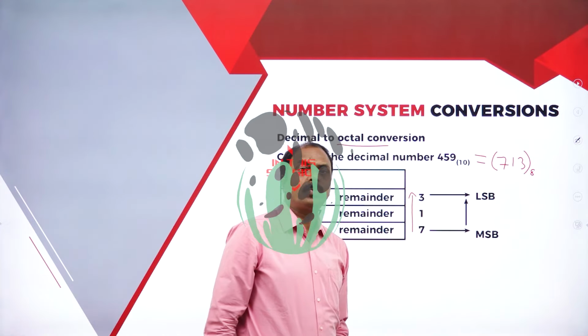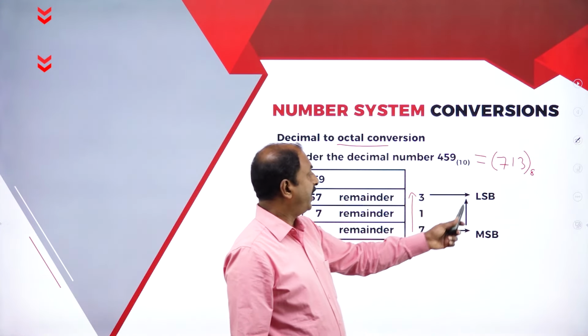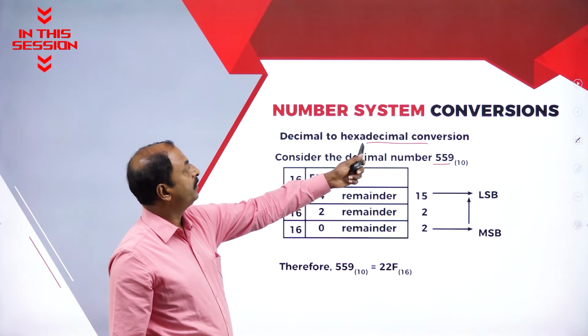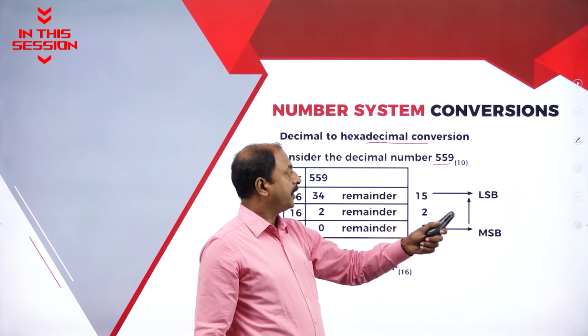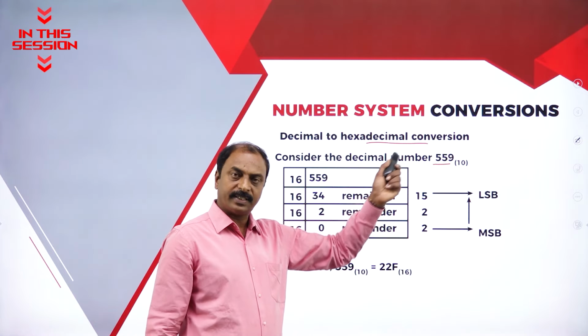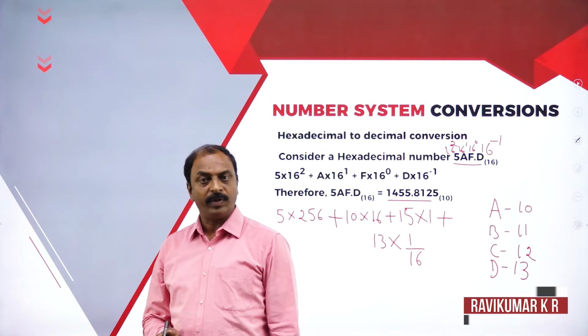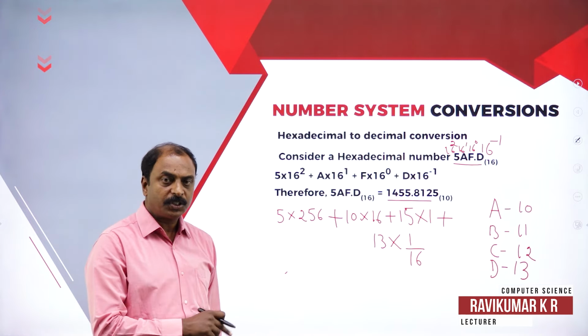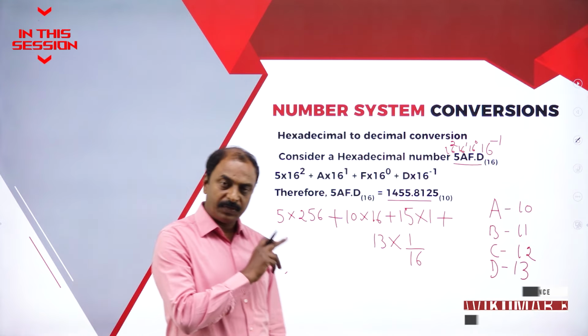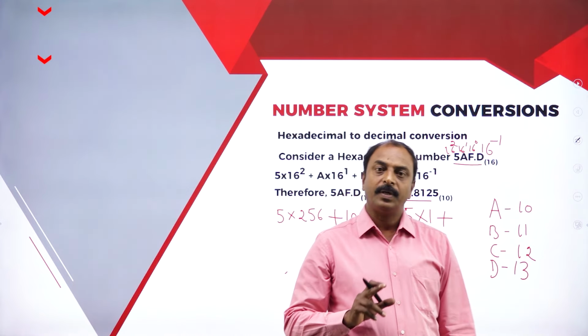MSB stands for most significant bit and LSB stands for least significant bit. We have to convert into the hexadecimal number system. The base is 16. Divide the given number by 16. So whenever you want to convert from one number system to another number system, there are two procedures. One is division and the second one is multiplication.